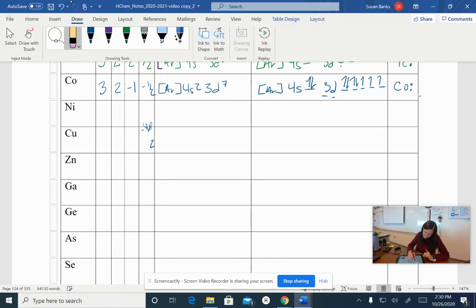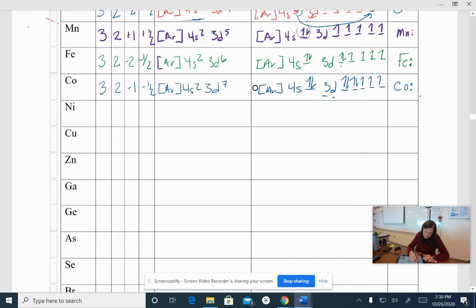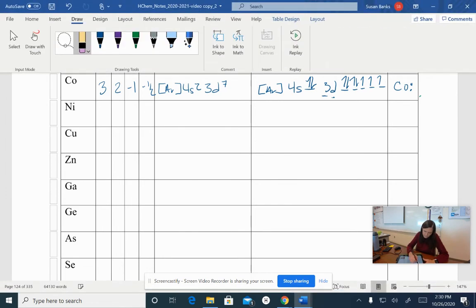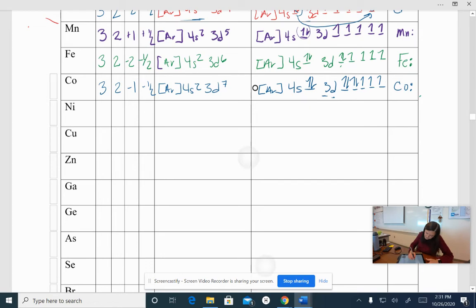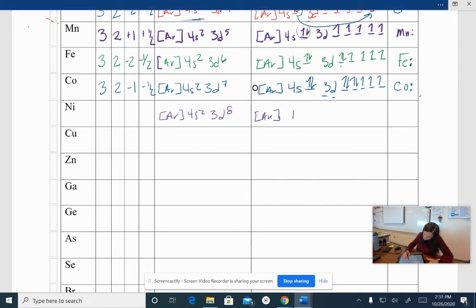All right. Let's see if you got it to work. Let's make this thinner. Okay, so nickel, 1 more electron. Argon, 4s2, 3d8. So argon, 4s, up and down, 3d, 1, 2, 3, 4, 5, 1, 2, 3, 4, 5, 6, 7, and 8. That will give us 2 valence electrons. That last electron we put in was in the third energy level. It was the d orbital. It was in this middle orbital, so that's the 0 orbital, and it was a negative spin.